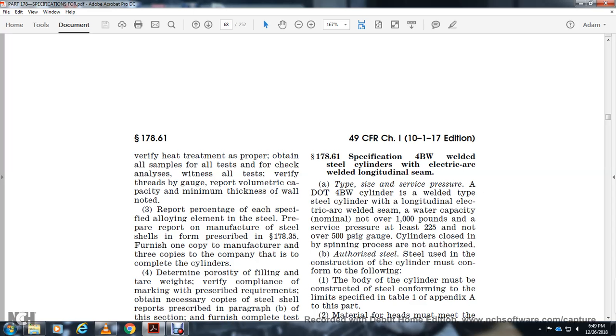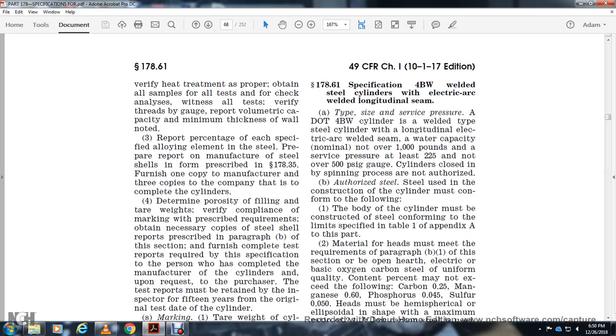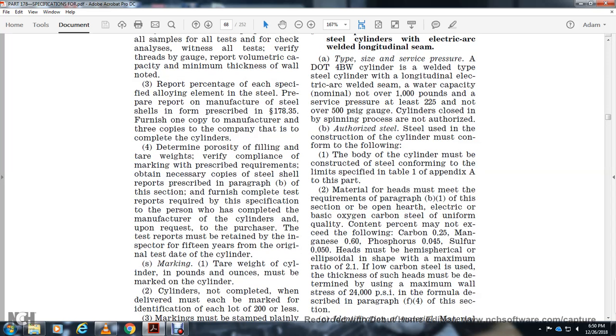The cylinder covers the authorized steel. The construction of the cylinder must conform with the following. The body of the cylinder must conform to the alignments found in Table 1 and Appendix A. The material must meet the requirements of paragraph B1 of the section: open hearth or electric basic process carbon steel of uniform quality. Carbon content must not exceed the following: carbon 0.25, manganese 0.60, phosphorus 0.045.